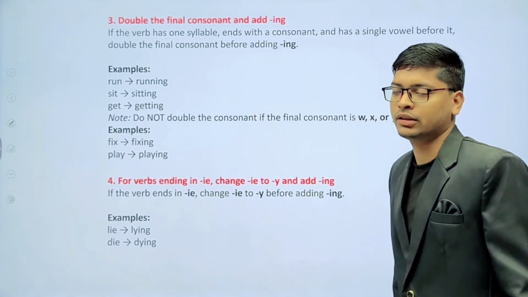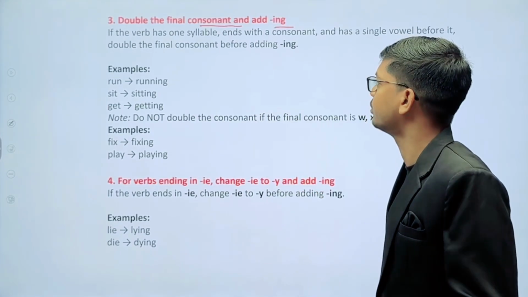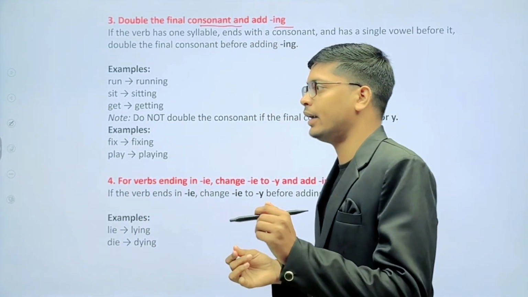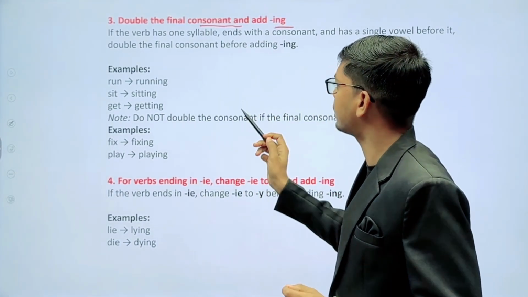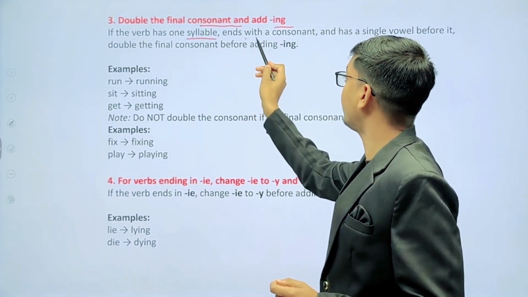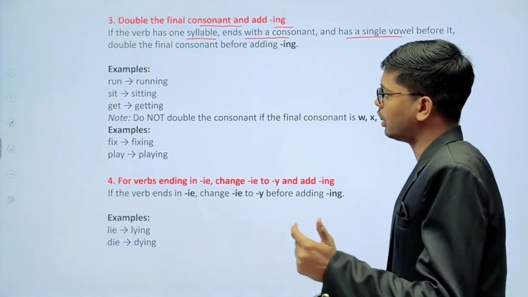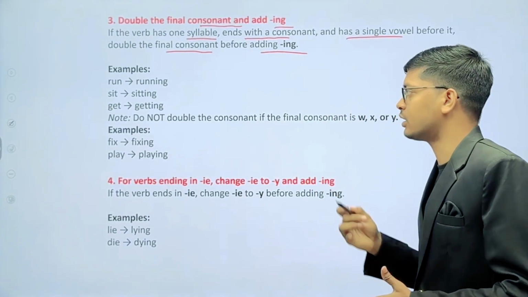Next, the third rule: double the final consonant and add ing. If the verb has one syllable and ends with a consonant that has a single vowel before it, double the final consonant before adding ing. Okay, example here.